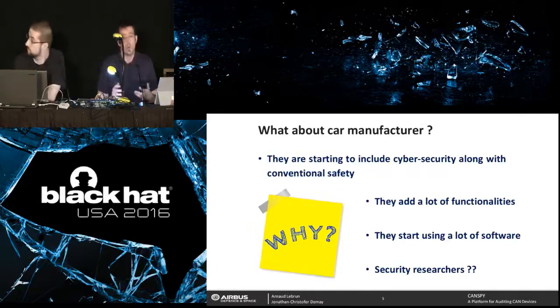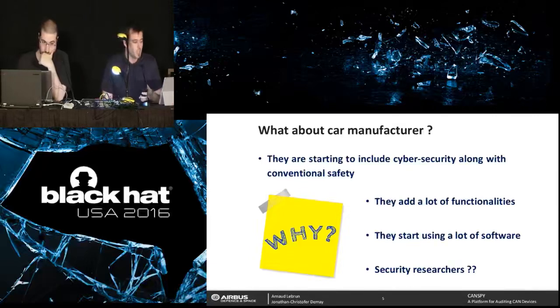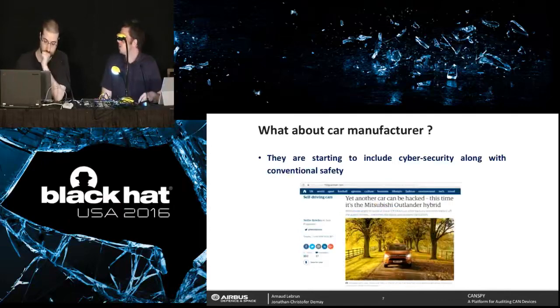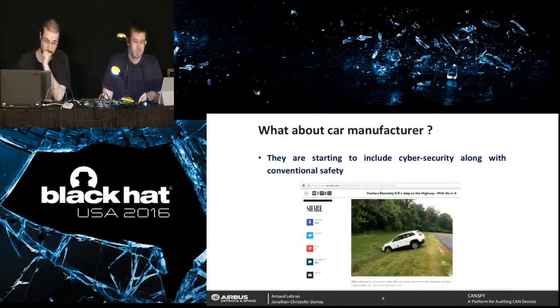They also start to use more and more software. If you think about Tesla, we can see there is a lot of software in the car. And, well, again, this increases the possibility of vulnerability. But the real reason why is mostly about security researchers. If you look on the internet, we can see some security researcher publications and something to be concerned about, because when your car can be crashed remotely, it's a big concern for a car manufacturer. So they start to really focus on security and to take that into account.